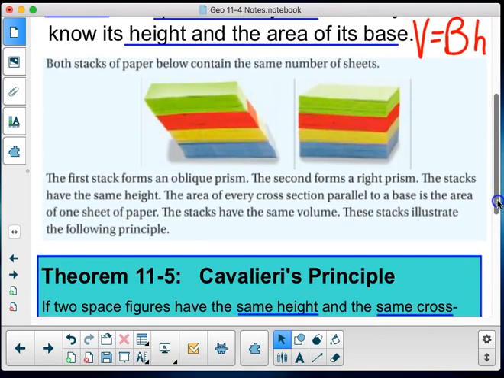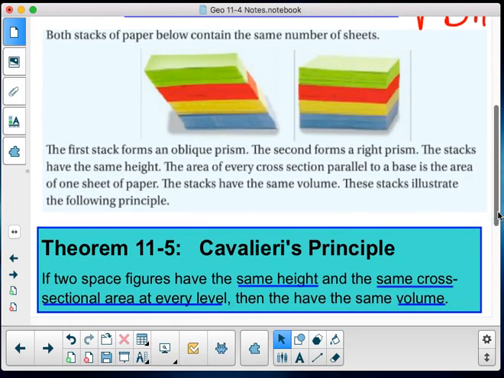Both stacks of paper below contain the same number of sheets. In this particular case, we're looking at sheets that have been pushed aside and sheets that are all nice and perpendicular with the base. I've got to ask a question: did I take a sheet away? I just slid it to the side. It still has the same volume of paper in those two shapes.